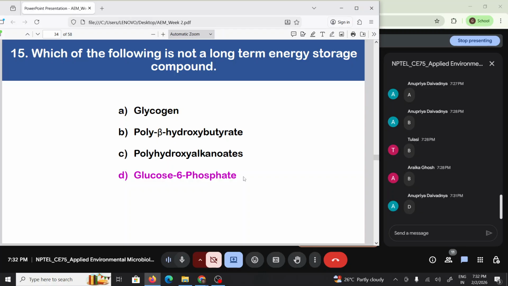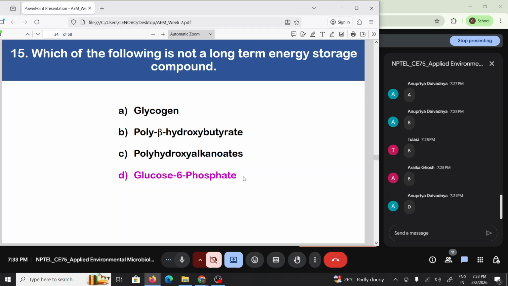In the glycolysis pathway, you have glucose, and then glucose 6-phosphate is formed. So it's not a very long-lived compound. It's just an intermediate in the metabolic process. Whereas PHAs and PHBs, maybe in the short form, you might have heard about these terms. Glycogen, yes, it's a long-term energy storage compound, obviously.